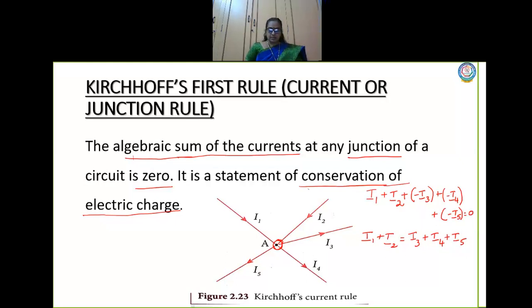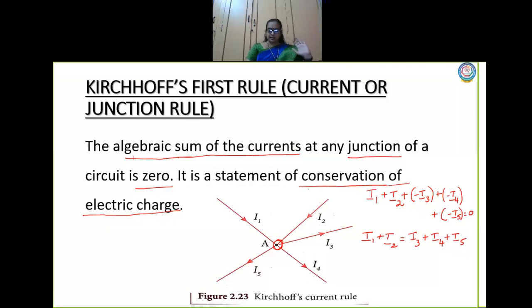Kirchhoff's first rule states that the algebraic sum of the currents at any junction of a circuit is 0. It is a statement of conservation of electric charge. All charges that enter a given junction in a circuit must leave that junction, since charge cannot build up or disappear. So, you cannot create a charge nor destroy a charge. It already exists in a particle or in matter. The only thing is, it is getting transferred from one place to another.